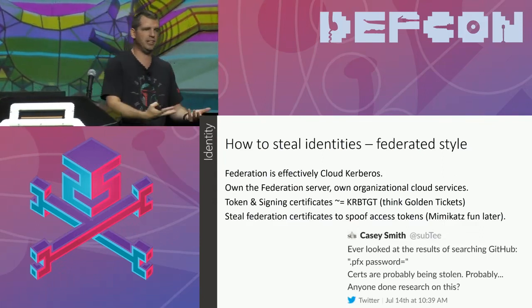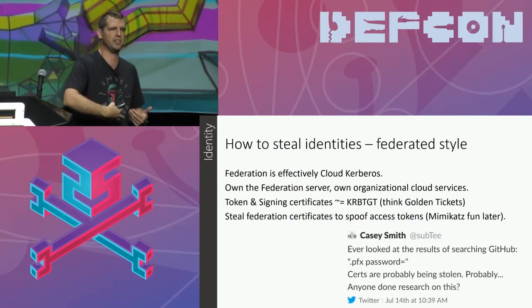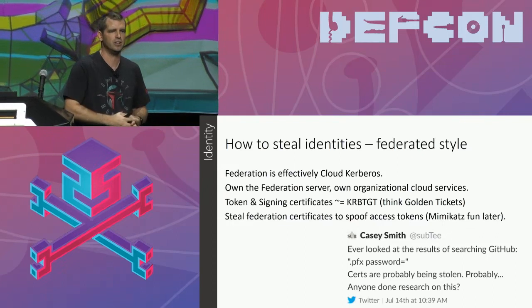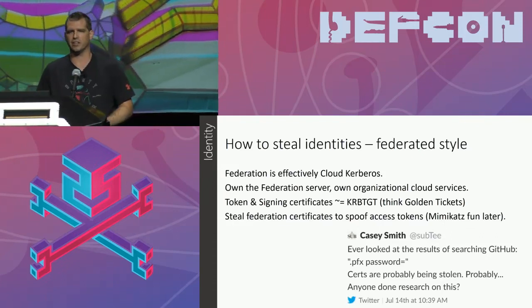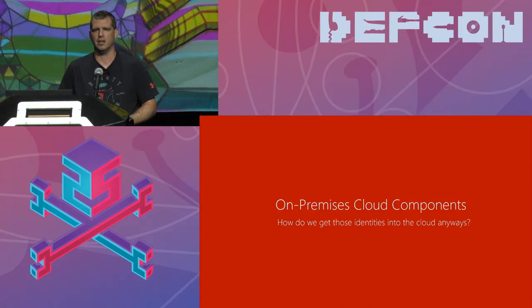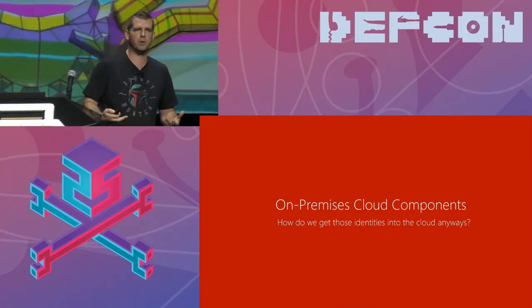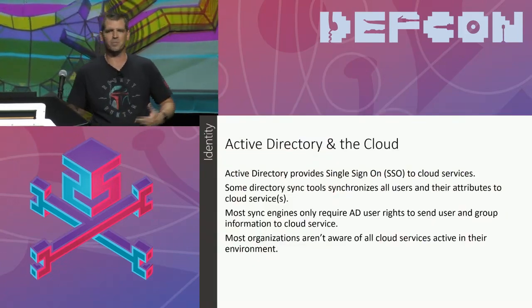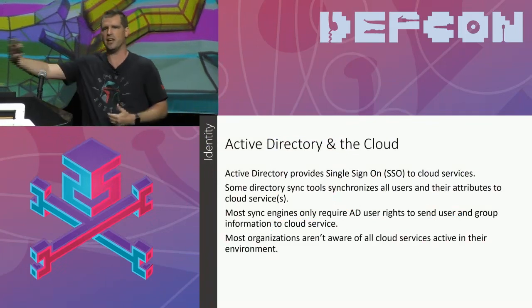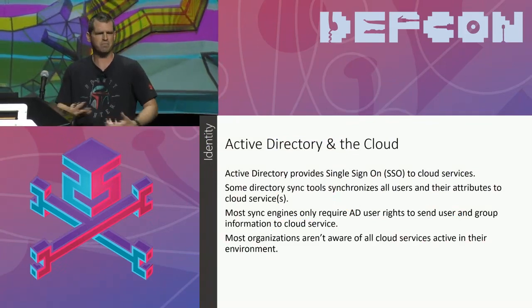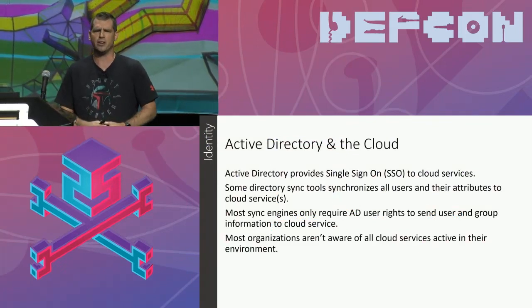So ultimately, by stealing this and using Mimikatz to actually export that certificate on the cloud server, we could get a lot of cloud access. And so when we're talking about on-premise cloud components, we're looking at Active Directory, right? It provides single sign-on for users. They can then connect to the cloud services pretty intuitively, easily, without having to log on again.